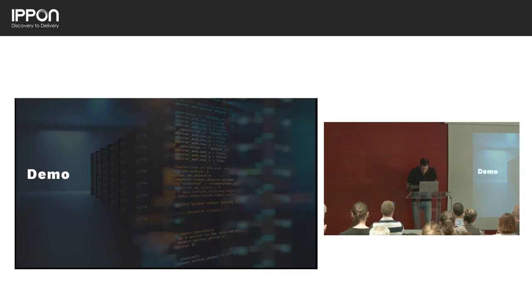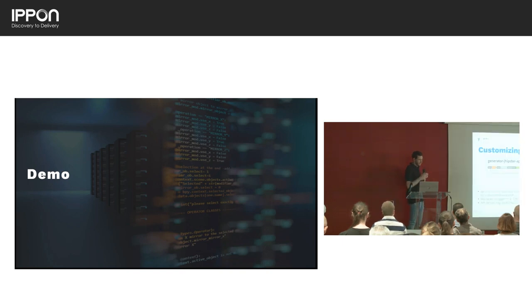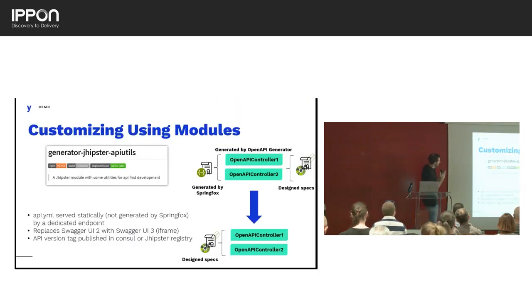I'm going to show you a demo. The first part will be about some customization using a module we have written. The first thing that this module does is serve the API YAML statically, so it's not generated by Springfox. It replaces Swagger UI2 with Swagger UI3 in an iframe.